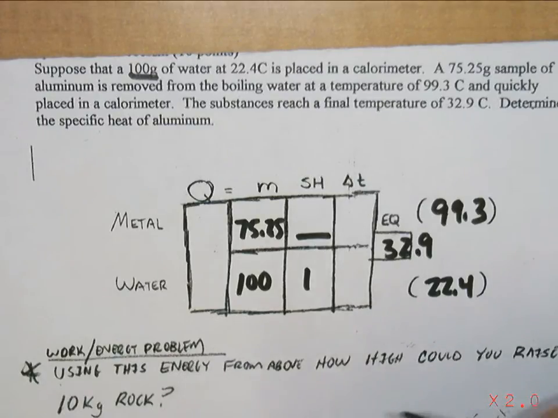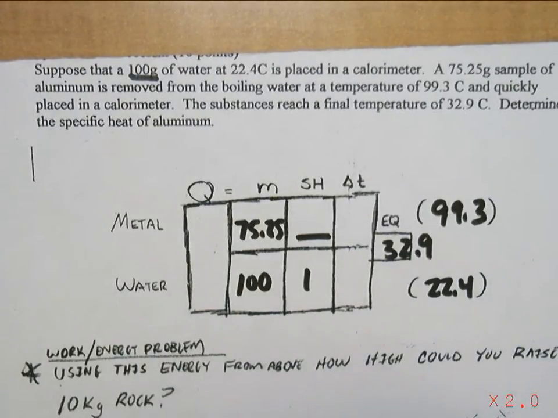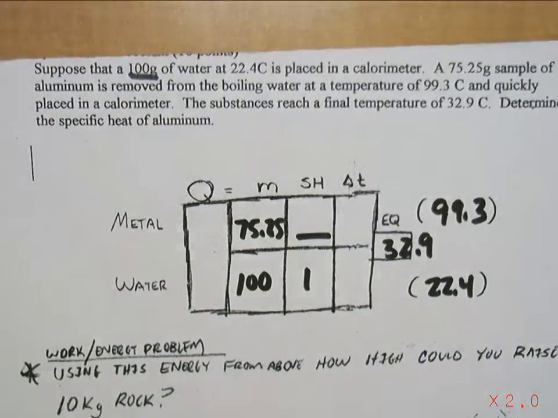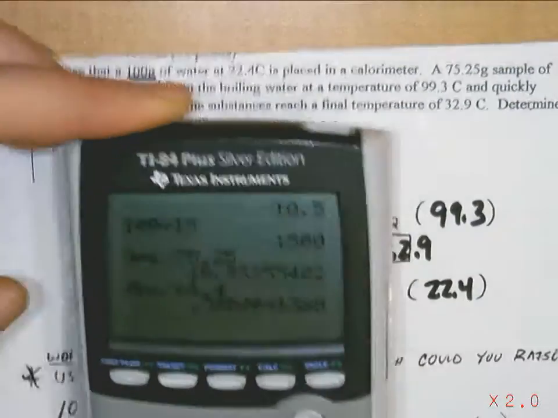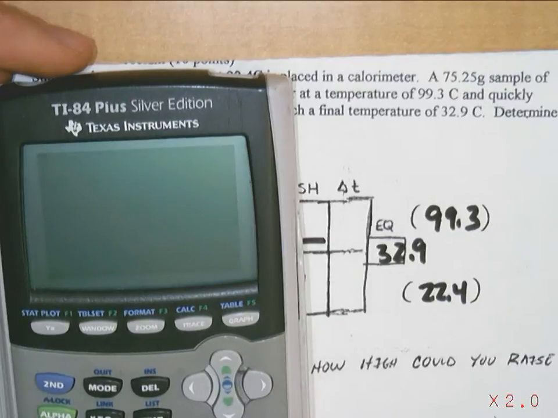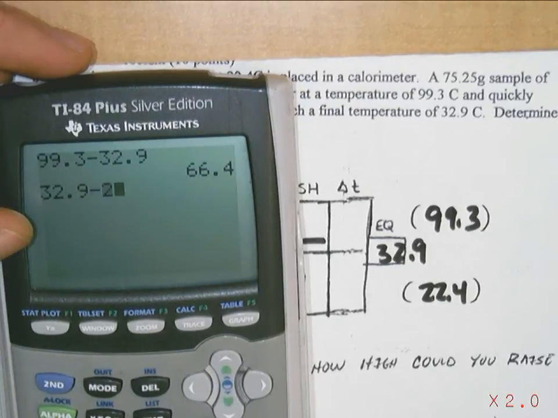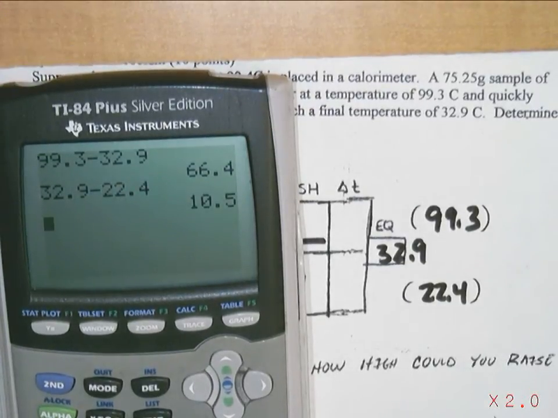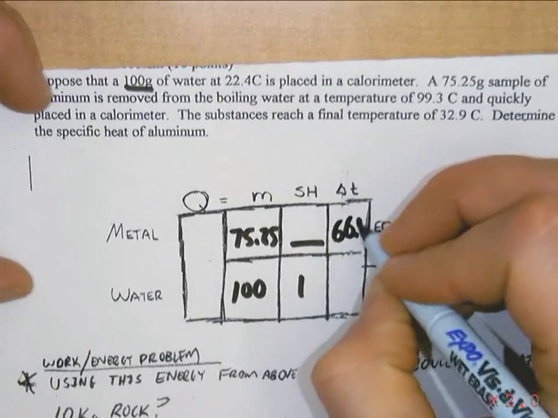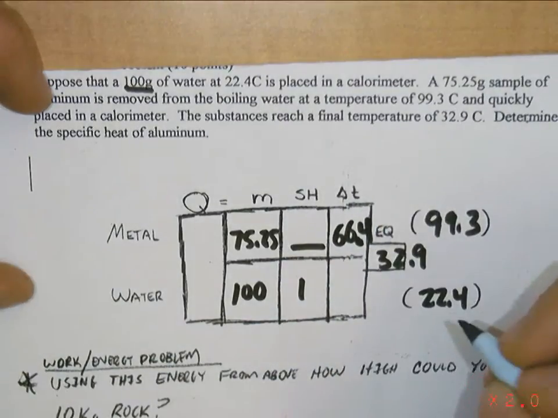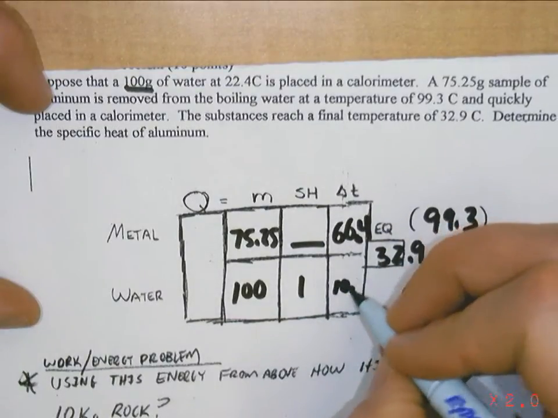So the temperature of the water went up, but not a lot, and the temperature of the metal went down quite a bit. So we can find delta T by doing some subtractions here. 99.3 minus 32.9, and then 32.9 minus 22.4, and that gives us our changes. So this one went down 66.4. Don't worry about signs. This one went up 10.5.